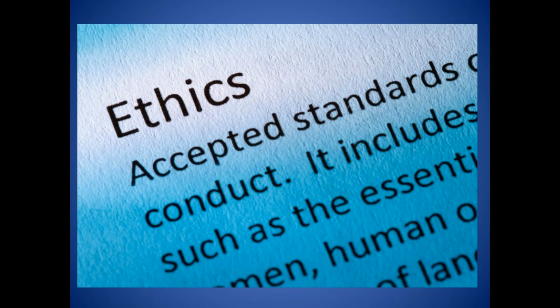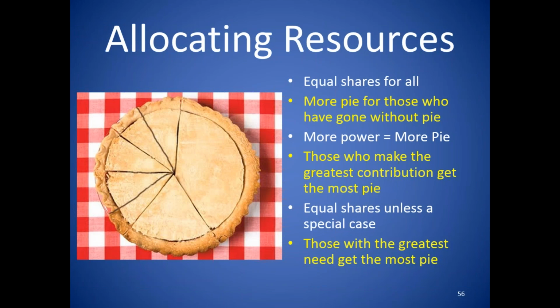Okay, so one other issue related to policy that I think is extremely important would be ethics. How do we allocate resources? In most cases, we're not going to have unlimited resources available for our use. And there are different ways to divide the pie up among the people who may require those services. The most equitable of those options would be equal shares for everybody. Everybody gets the same thing.